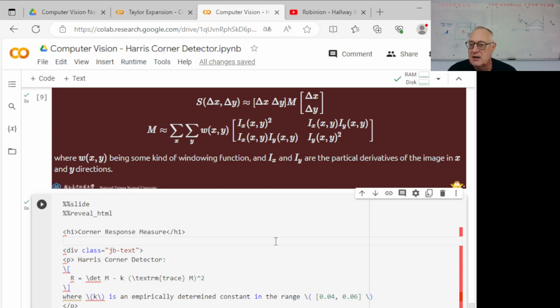And if that R is large positive, then you have a corner. So we want to threshold this for large values of R. If it's a large negative, then we have an edge. And if it's close to 0, then we have a flat region.